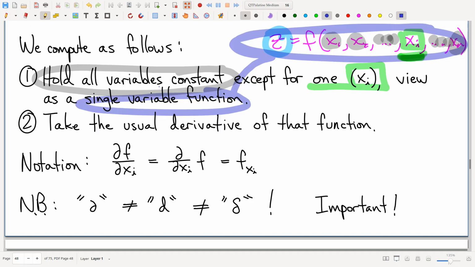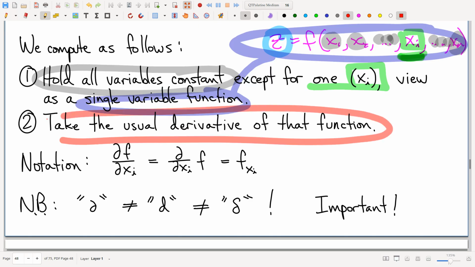And so the idea of a partial derivative is that we just take the regular good old Calc 1 derivative of that resulting single variable function. That's all it is. That's all a partial derivative is: make believe that all the other variables are constant and take your good old, regular old, plain old, familiar derivatives. Okay.